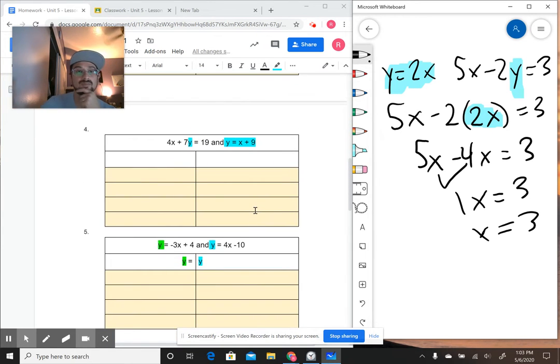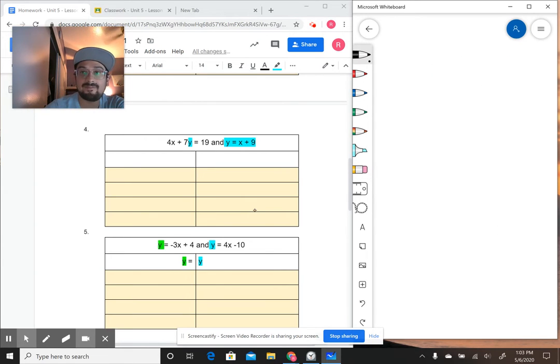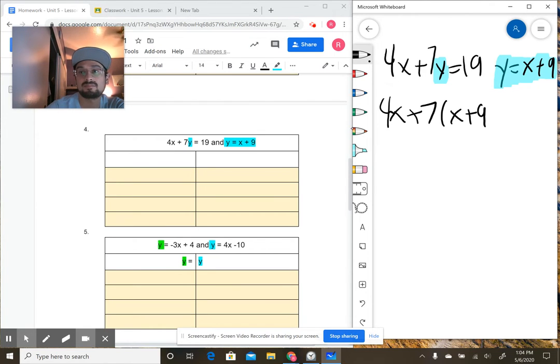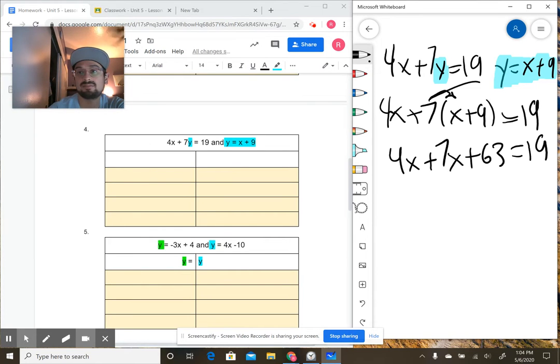Okay. And so now for the next one, we're going to have 4x plus 7y equals 19, y equals x plus 9. So you're going to take that x plus 9, and you're going to replace it here with that y. Because that y is by itself, and we can make this a function of just x's. So 4x plus 7x plus 63 is equal to 19. I'm doing the distributive property there.